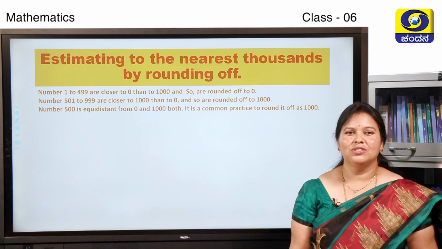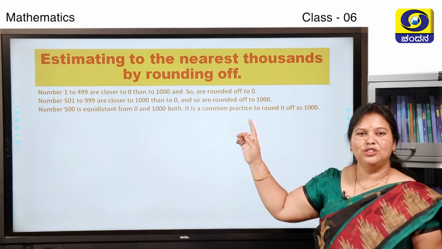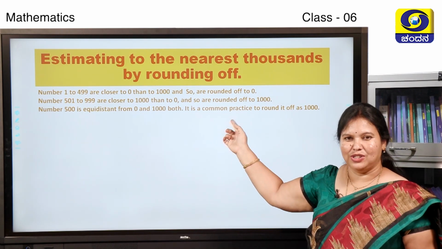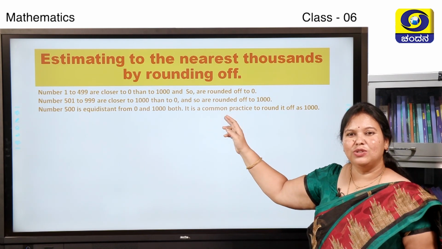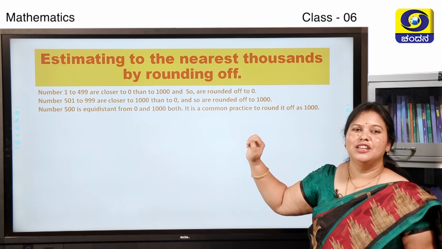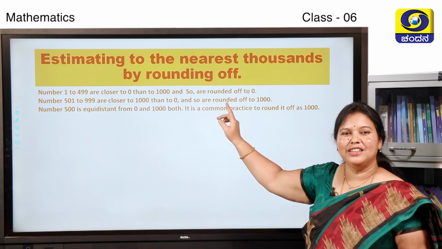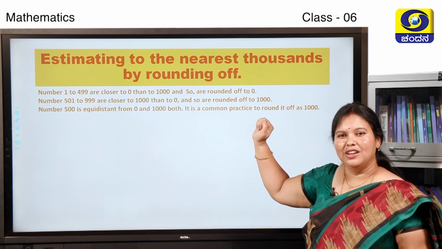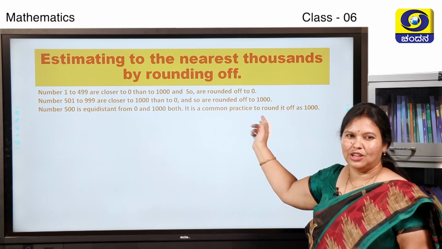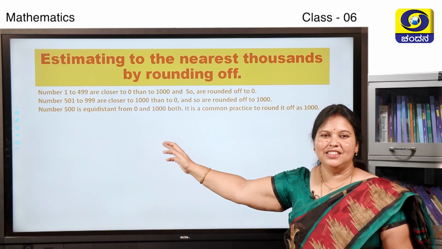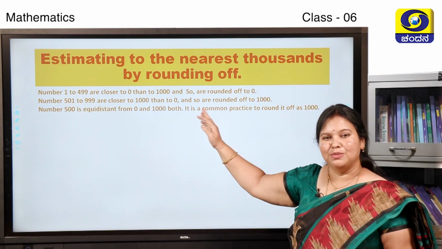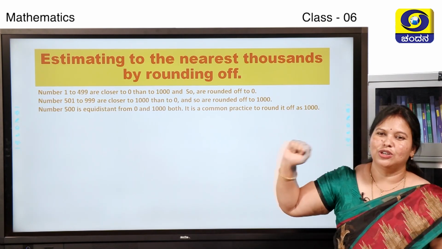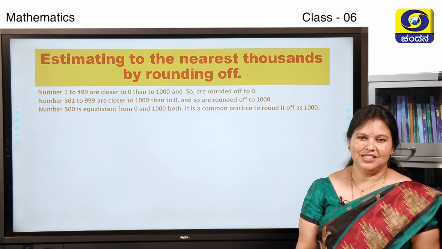Here also, numbers 1 to 499 are closer to 0 than to 1000 and so are rounded off to 0. Numbers 501 to 999 are closer to 1000 than to 0 and so are rounded off to 1000. Number 500 is equidistant from 0 and 1000 both. It is a common practice to round it off as 1000. Let us see an example.